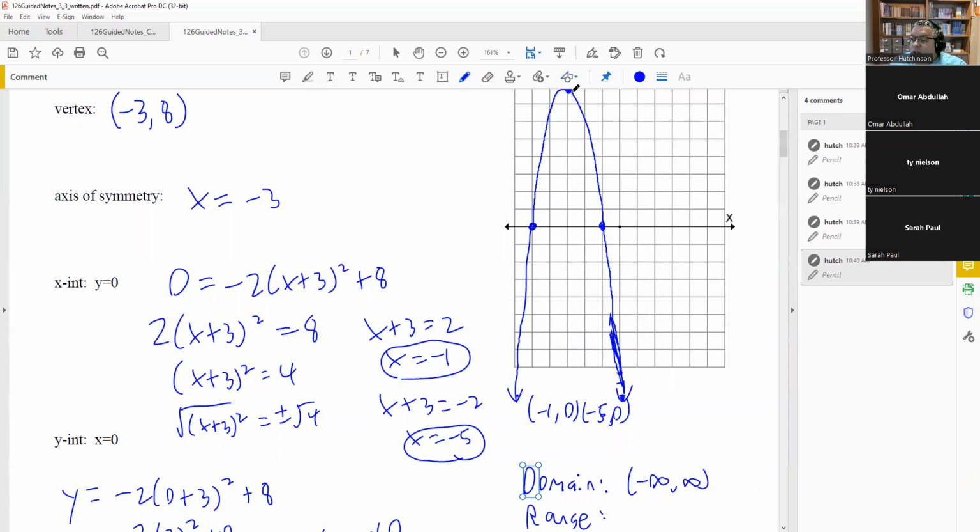So what that means is that since this graph keeps going down forever, the graph's going to get wider and wider, and it's going to use more and more x values. That means it's going to use all the x values, negative infinity to positive infinity.